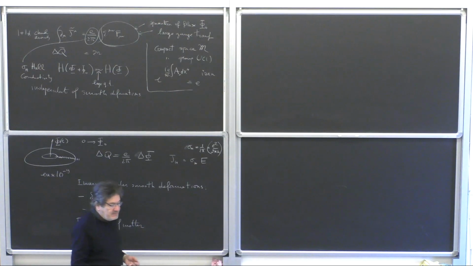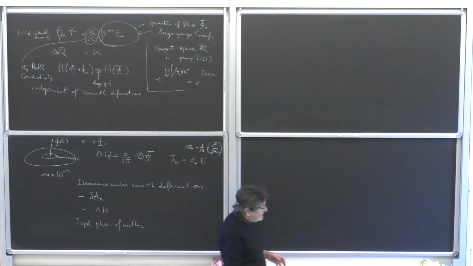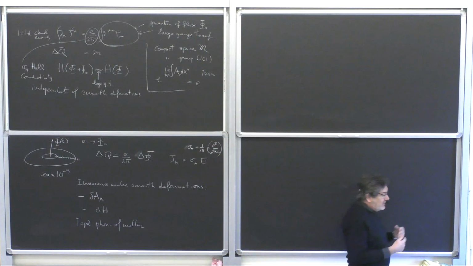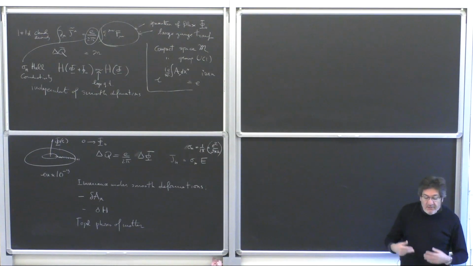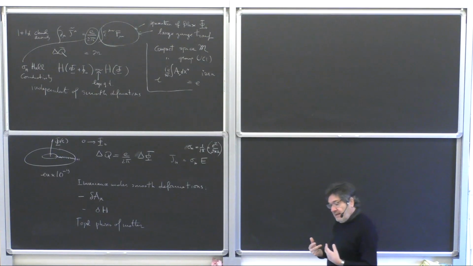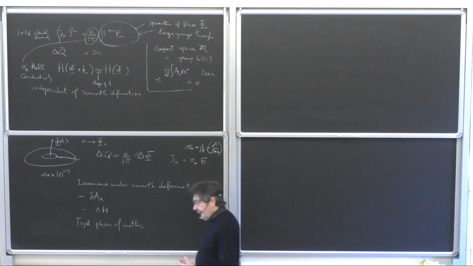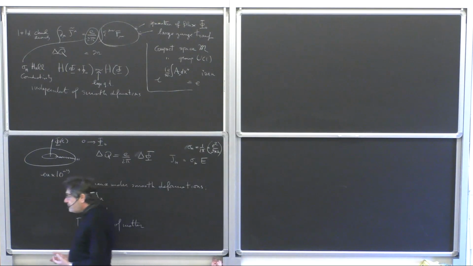A topological property of the ground state, not of the excitation. Of course, the excitations are then also subject to a series of properties following from this topological property of the ground state. Okay? So that's the logic.